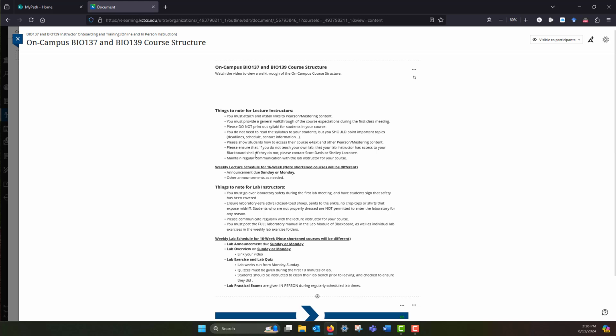Now, if you do not teach your own lab, you will want to make sure that your lab instructor has access to your Blackboard shell. Over on the left side, it will show on your Blackboard page your name as the instructor, and there should be another name underneath yours that's the lab instructor.